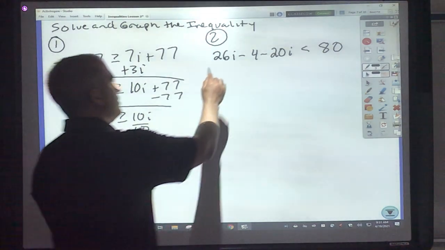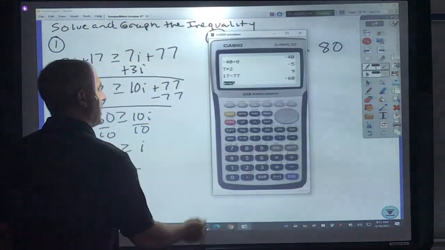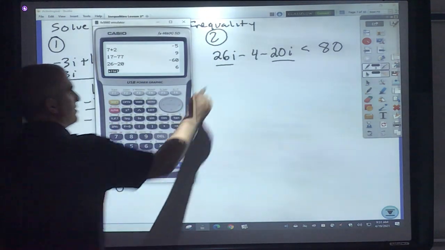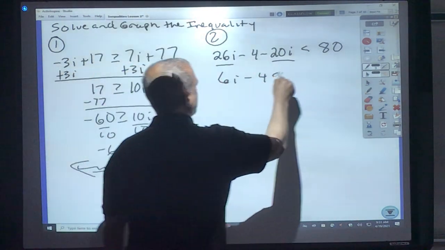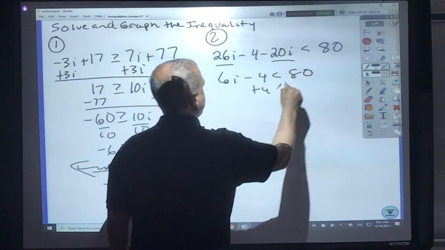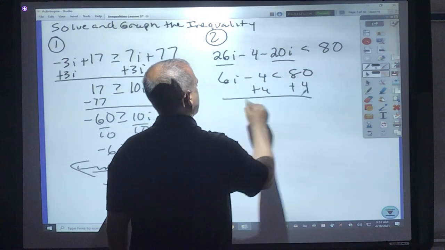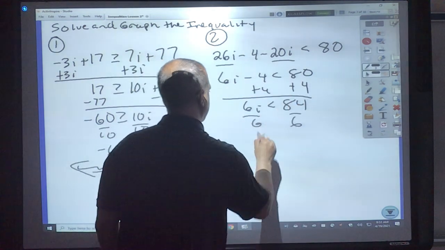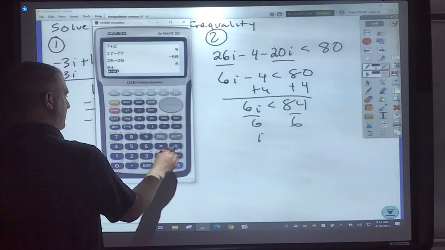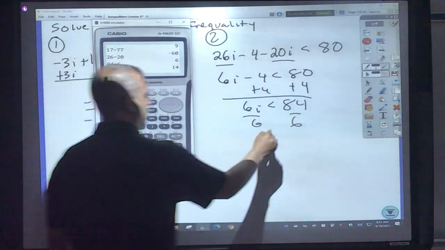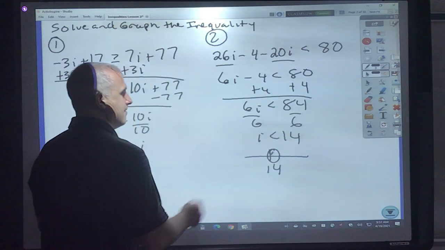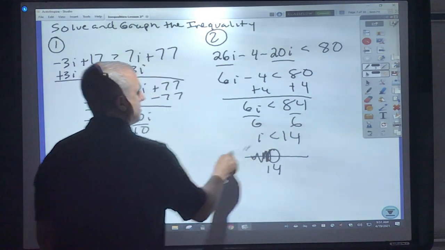Okay, now this one, I got variables on the same side. Okay, so 26 minus 20, 6. So 6i minus 4 greater than 80. Add 4. 6i less than 84, and then divide by 6. 84 divided by 6 is 14. Open circle on 14. Okay, it does not eat the variable, so I shade to the left.